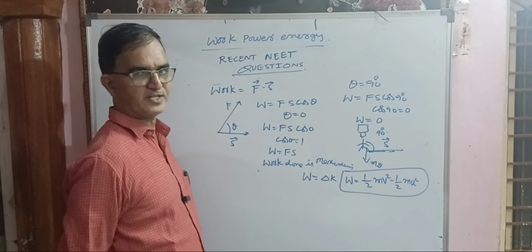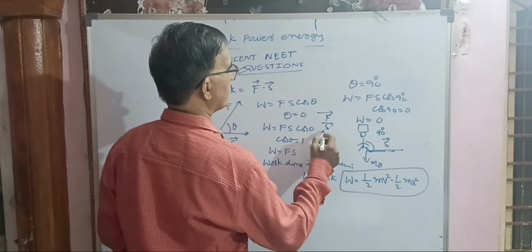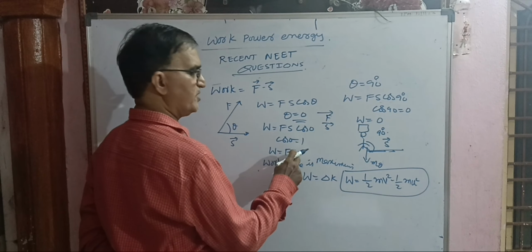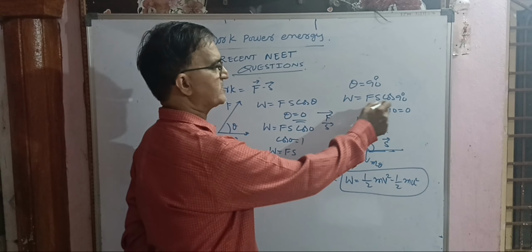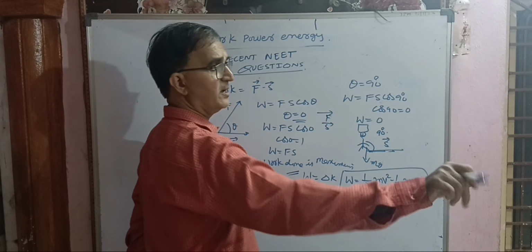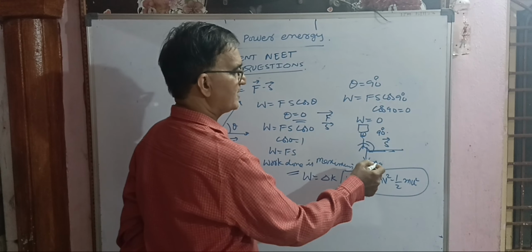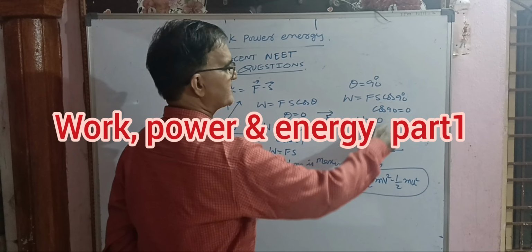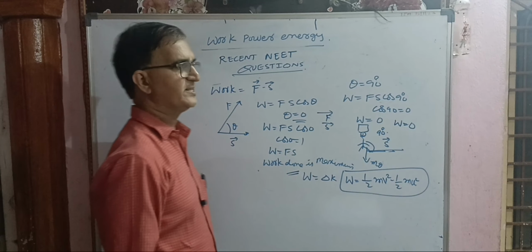When theta is equal to 0 degrees, when force and displacement are in the same direction, then the angle is 0, cos 0 is 1, so W is equal to F into S. Work done is maximum. When theta is equal to 90 degrees, Fs cos 90 is 0. Suppose a man is carrying some load on his head and moving like this, then theta is 90 degrees, so work done is Fs cos 90, which is 0.